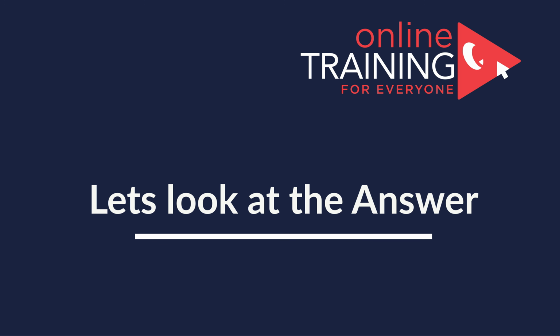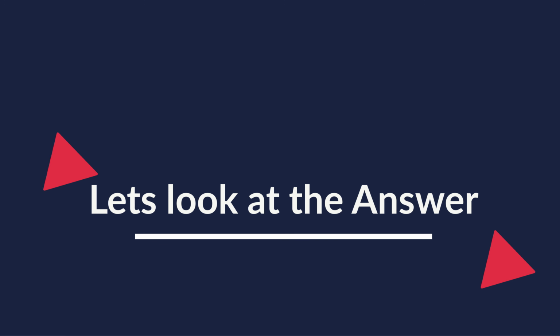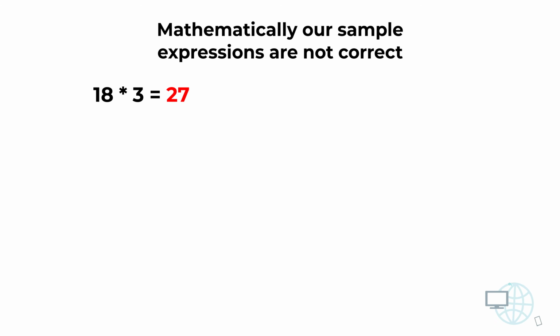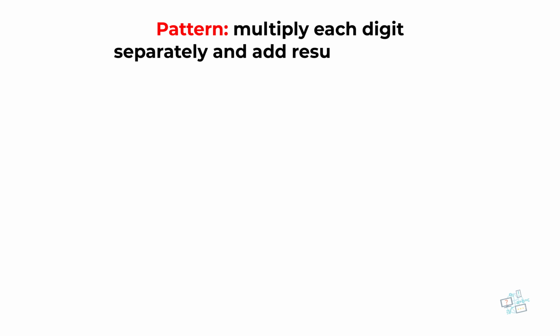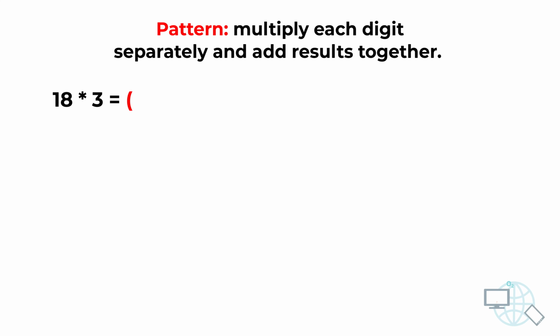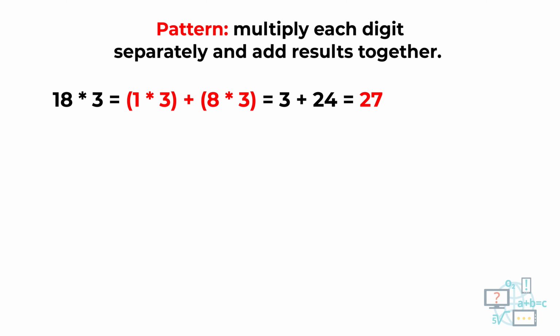Even though mathematically our sample expressions are not correct, for example, 18 by 3 is not equal to 27, if you multiply each digit separately and add results together, you will get to the result you need. For example, 18 by 3 should be processed as 1 multiplied by 3 in parentheses plus 8 multiplied by 3 in parentheses, which would be equal to 3 plus 24, which would be equal to 27.